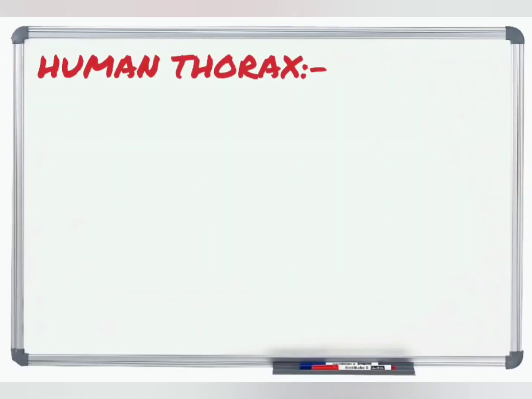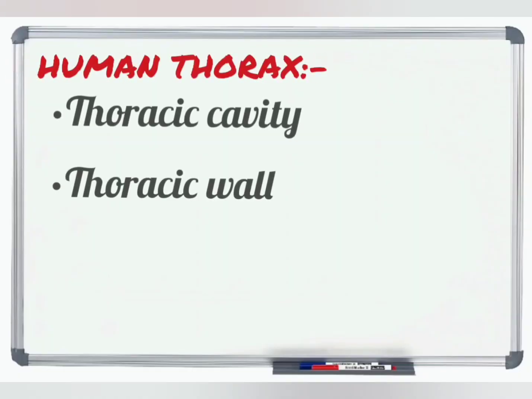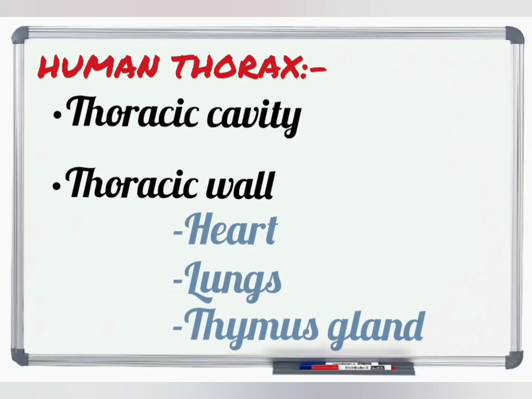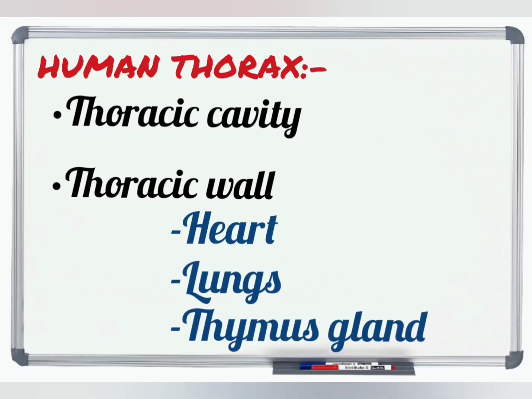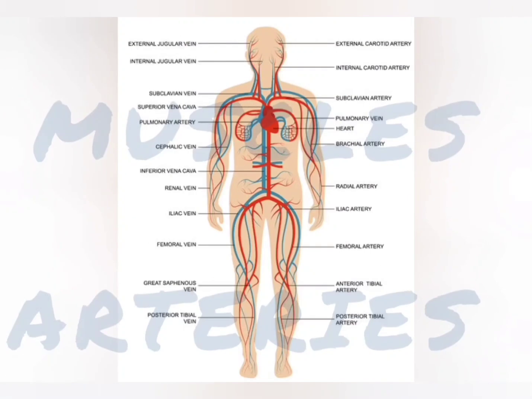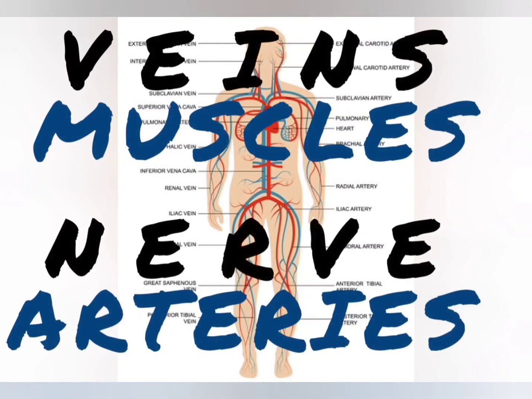The human thorax includes the thoracic cavity as well as the thoracic wall. It also has some important organs like the heart, lungs, as well as the thymus gland. It also has some muscles, arteries, veins, and some other important structures.